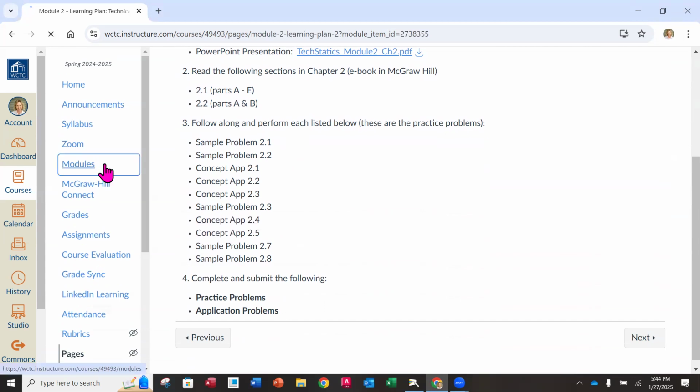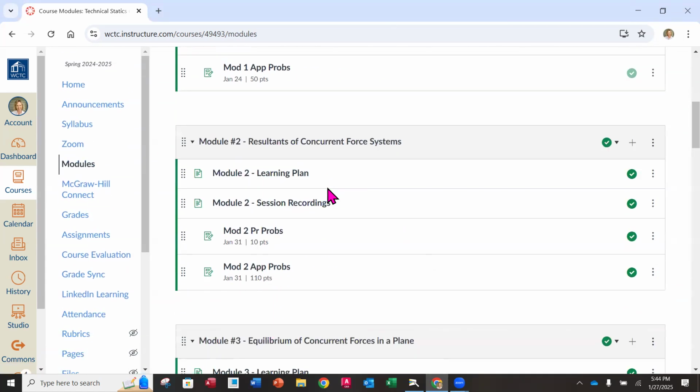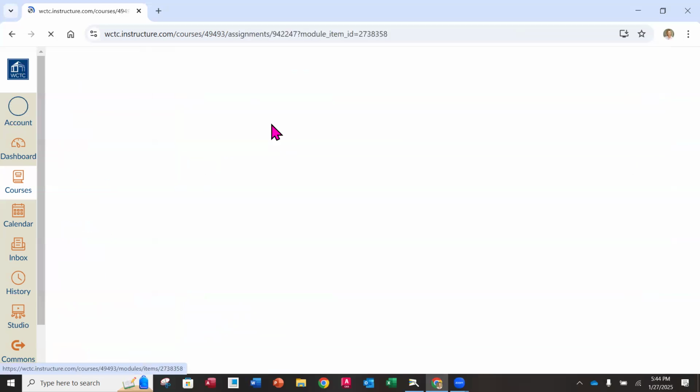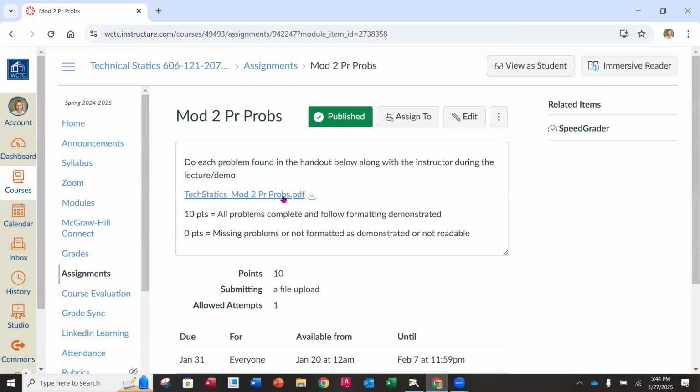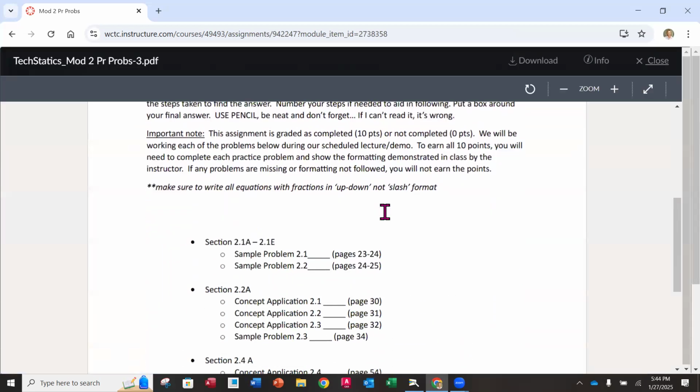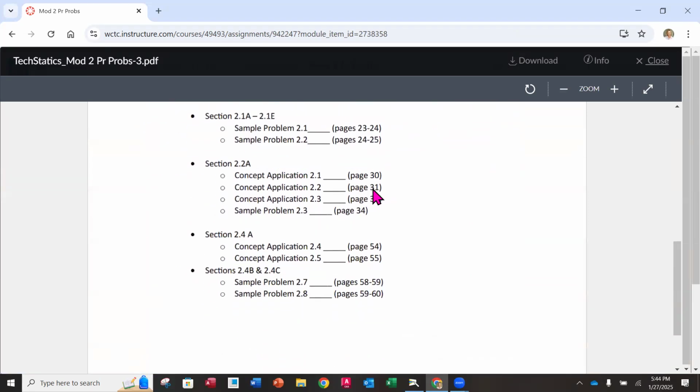So you'll notice that once we get through our lecture, you're going to be handing in practice problems and application problems. And if we go back to module 2 and we look at the 2 assignments you're handing in, practice problems, as you know, are the ones that we're doing in their entirety in class. I do have a PDF here for you to open up, and they list those very same sample and concept application problems, as you can see here. Okay, so these are going to be the ones that we do.